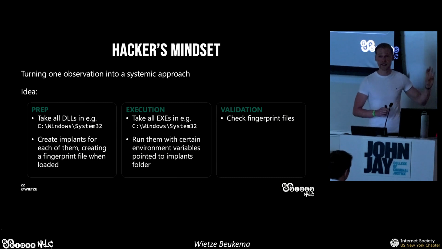Then the second step is selecting my targets. So I took the same sample. I looked at every executable in the Windows System32 folder, and I would change one or more environment variables, run every process in that folder, and point it to the manipulated implants folder. Then the last step, validation: as a result, these executions would load my fake files, my implants. Because they are loaded, they would create fingerprint files, and at the end, hopefully you have a bunch of fingerprint files which prove which executables and DLLs are vulnerable.